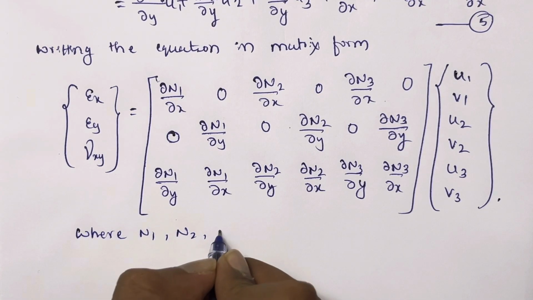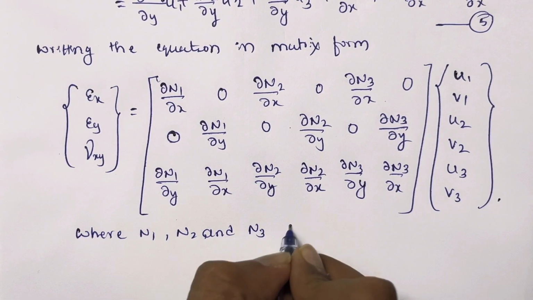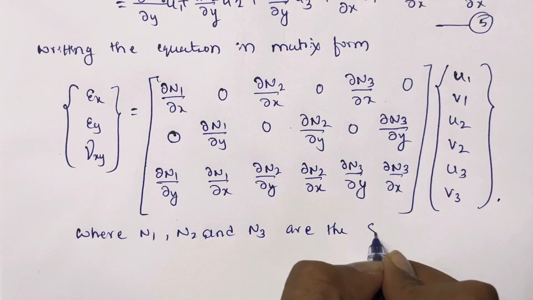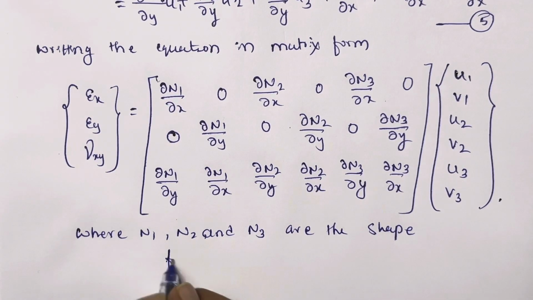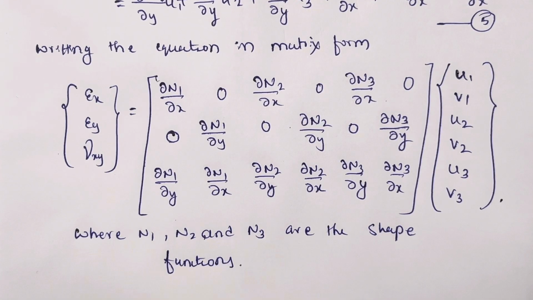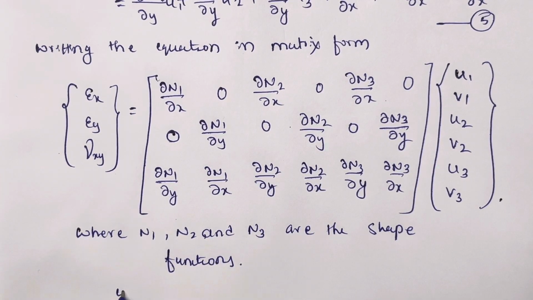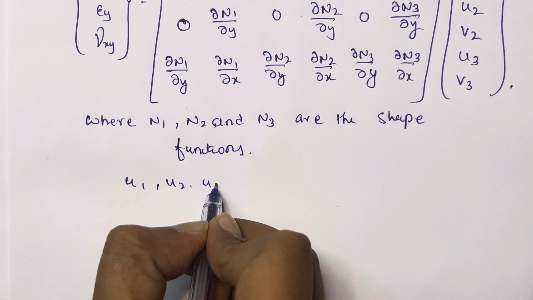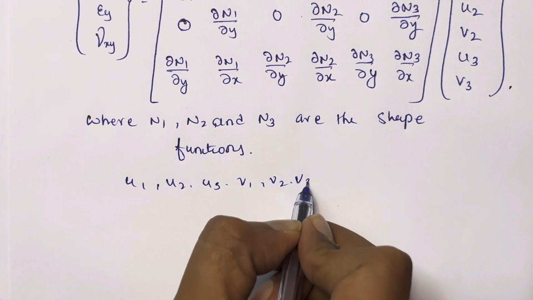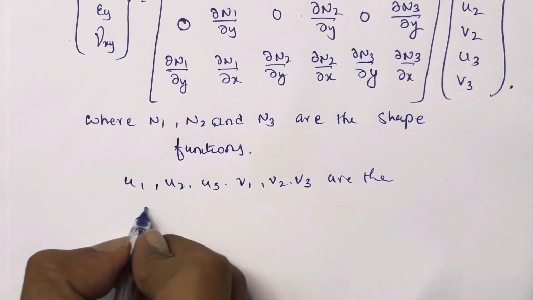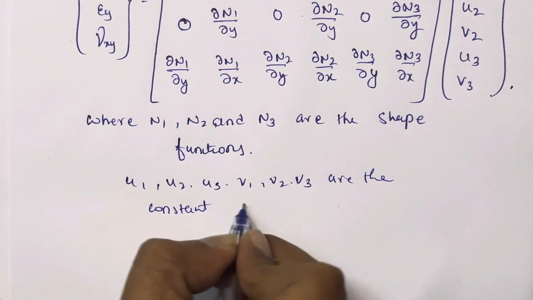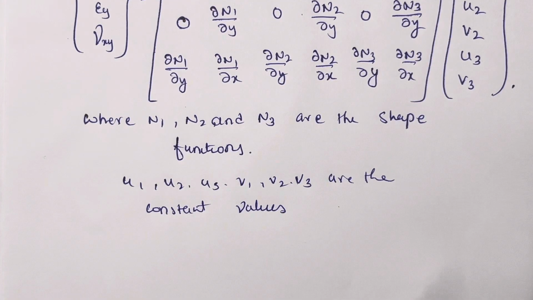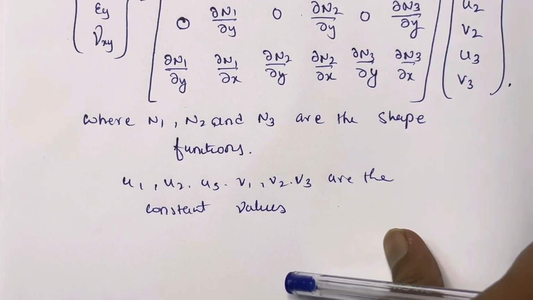Like this, where N1, N2 and N3 are the shape functions, and u1, u2, u3, v1, v2, v3 are the constant values. We have to find those values.